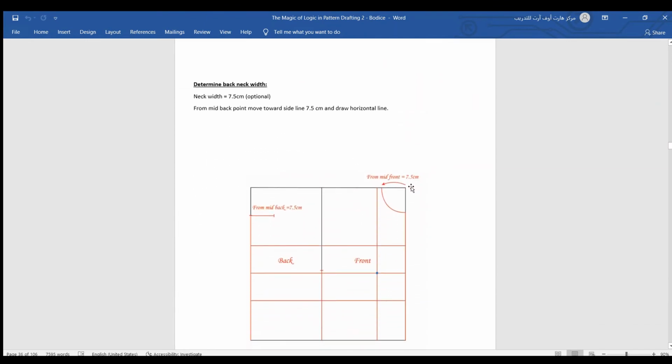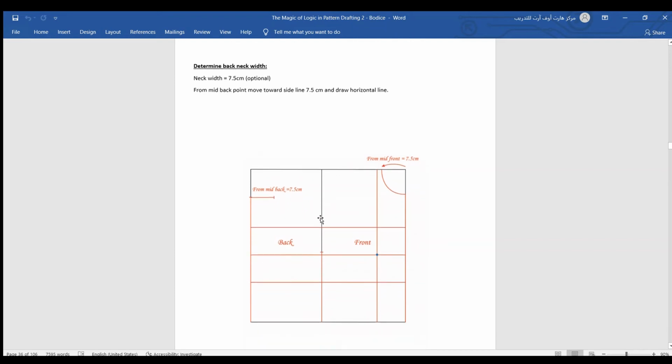Since this one is 7.5 centimeters and it should be sewn with the back also, both front and back should measure the same. The neck width should measure the same: 7.5 for the front, 7.5 for the back. So at the level of B1, which is mid back, we have to go inside 7.5 centimeters and place a mark here.